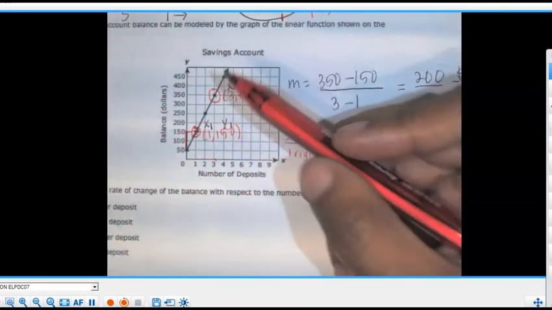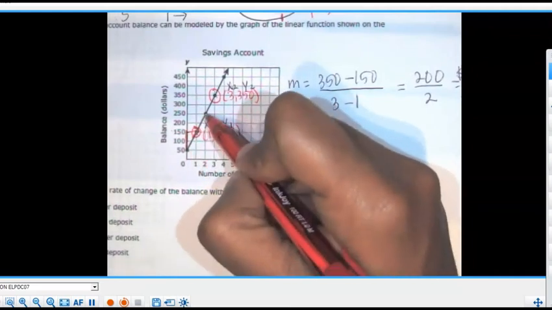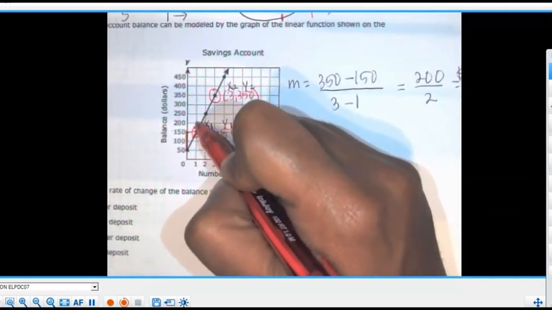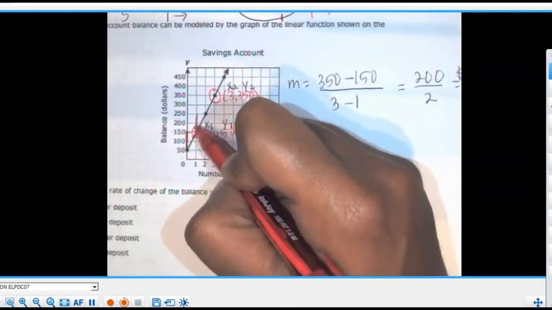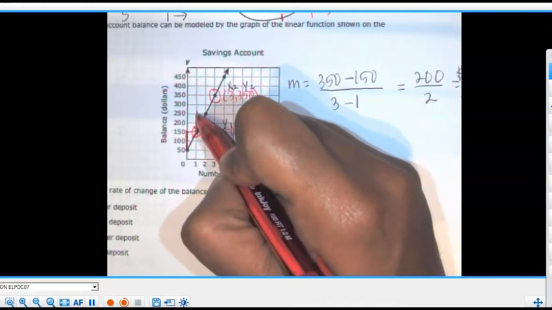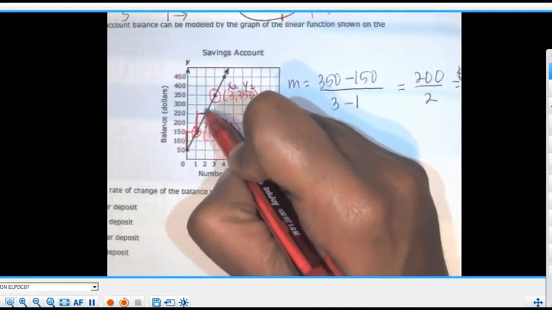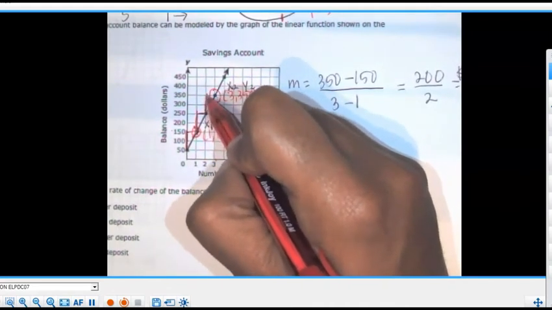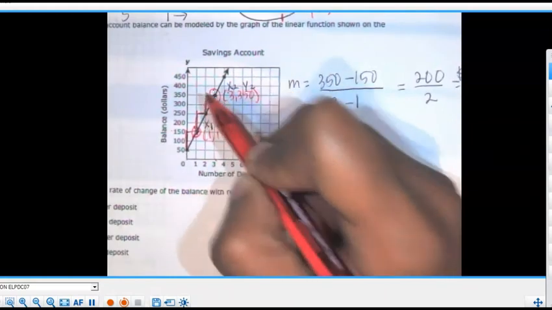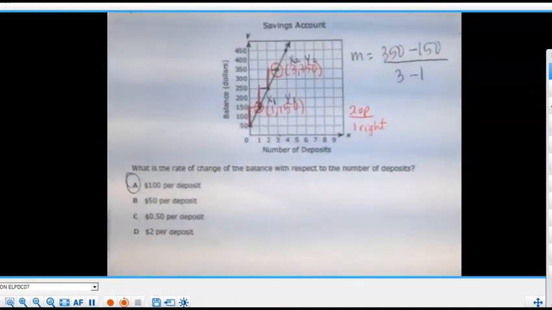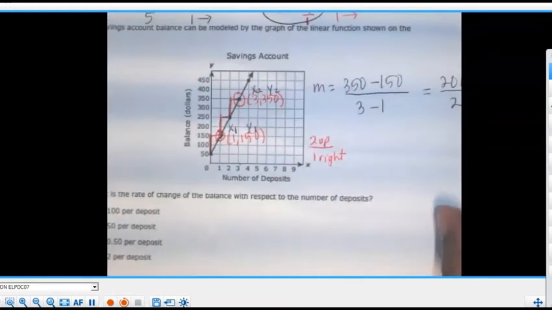Let me show you again. I want to go from this point to this point. Same thing. I go up $50. I go up another 50. 50 plus 50 is 100. And then I go over 1. Same thing again. Up 2, over 1. Those 2 jumps are 50 each, 100. Easy, easy. So you can do it right off of a graph or use the formula.